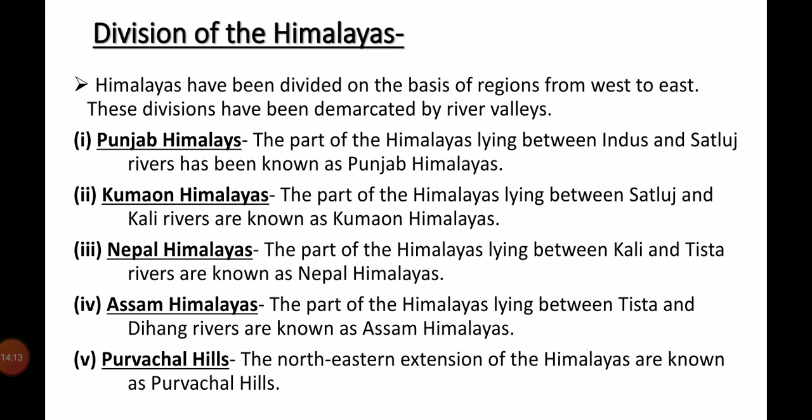Nepal Himalayas lie in between the Kali and the Tista rivers, and Assam Himalayas lie in between the Tista and the Dhiang rivers. And last, Purvanchal Hills, the northeastern extension of the Himalayas, are known as Purvanchal Hills. These hills run through the northeastern states and are mostly composed of strong sandstones, which are sedimentary rocks. The Purvanchal comprises the Patkai Hills, the Naga Hills, Manipur Hills, and the Mizo Hills.